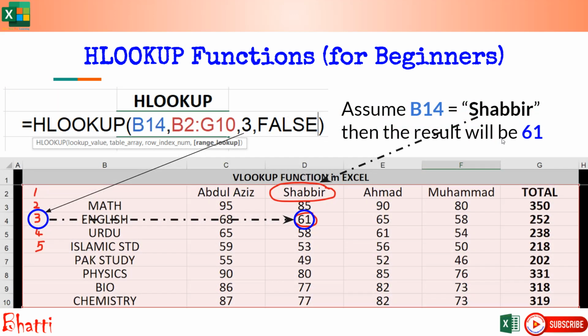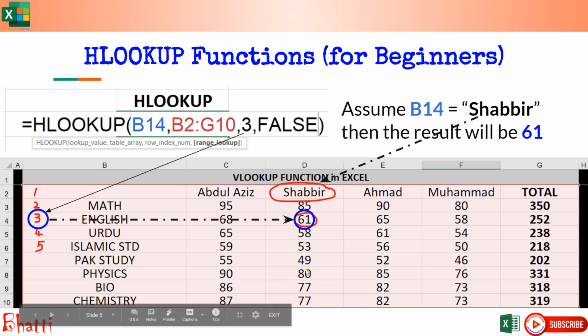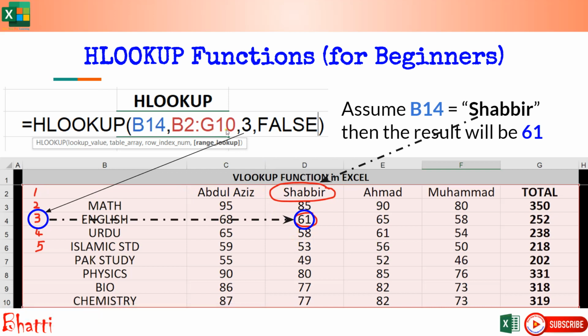This is a typical example of HLOOKUP. I basically want to search the data in B14. B14 consists of Shabir, which means it will first of all search in the first row, which is Shabir. Okay, so it finds it in the Shabir column, this column. After that, B2 to G10, this is the range to search the data. Then number 3 means row number 3. So first row, second row, third row, it will go to the third row, and then Shabir 61 will be the answer of this result.